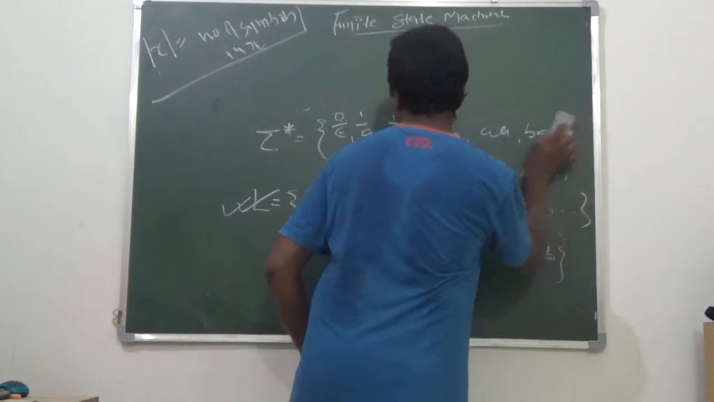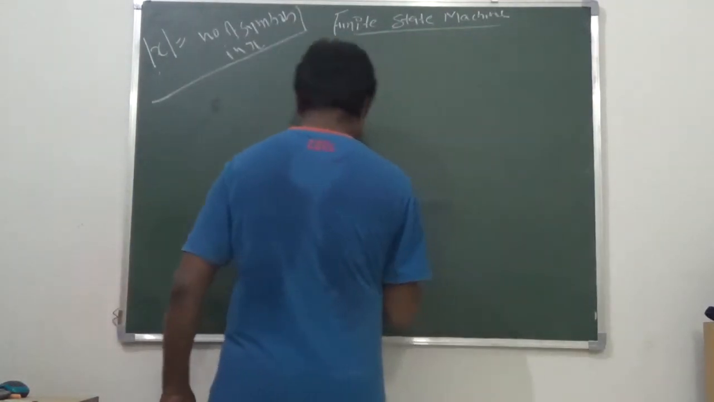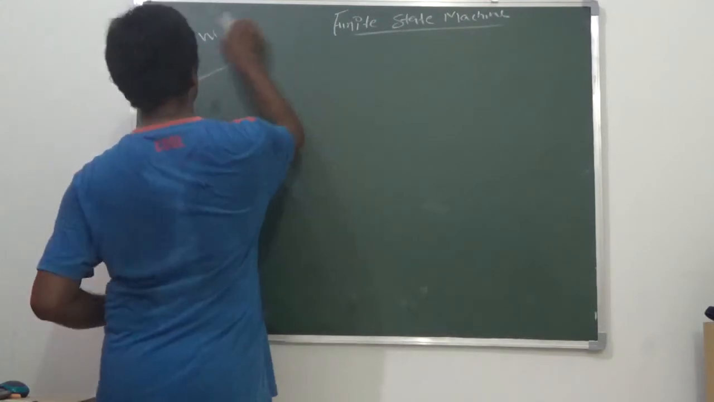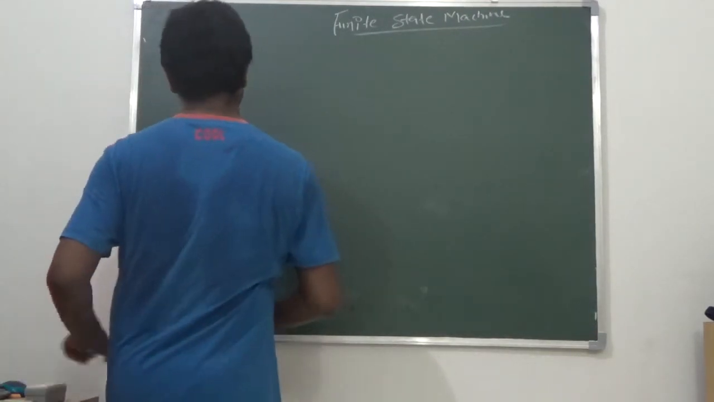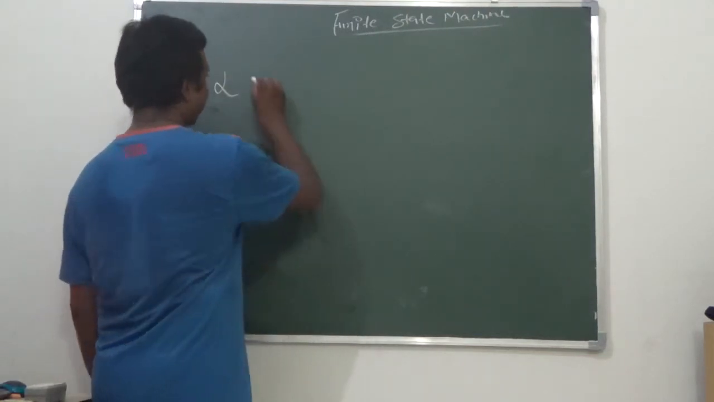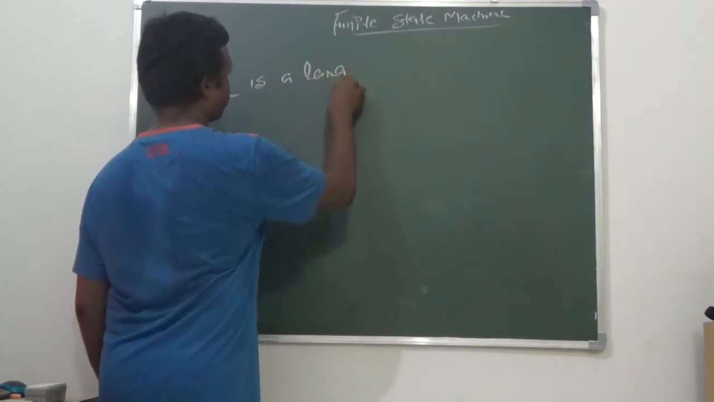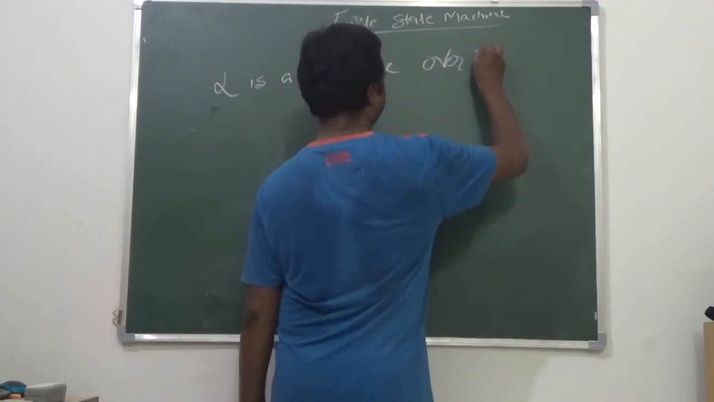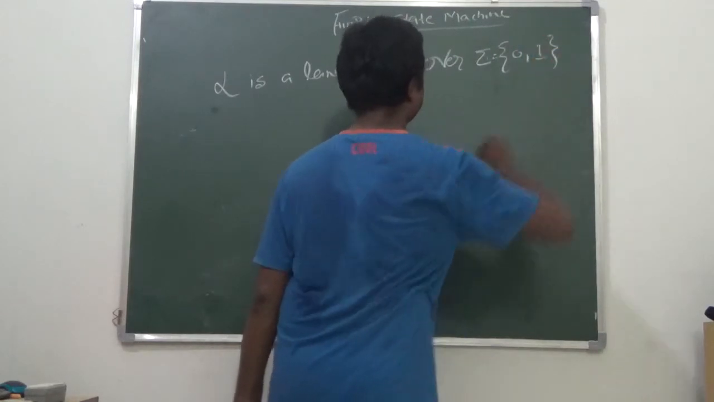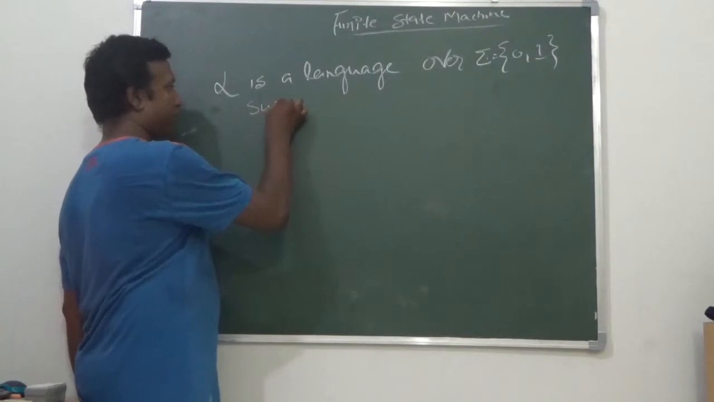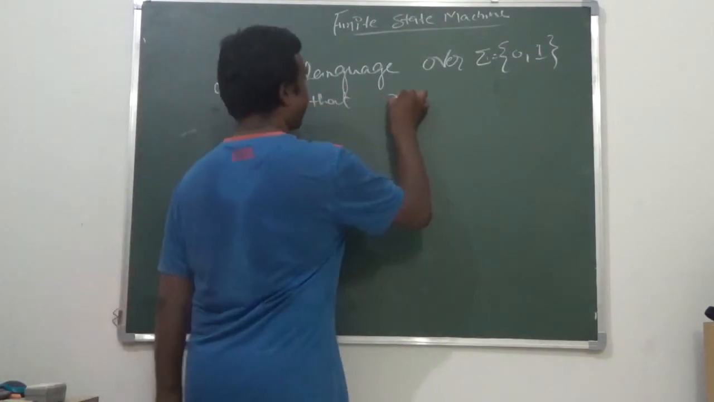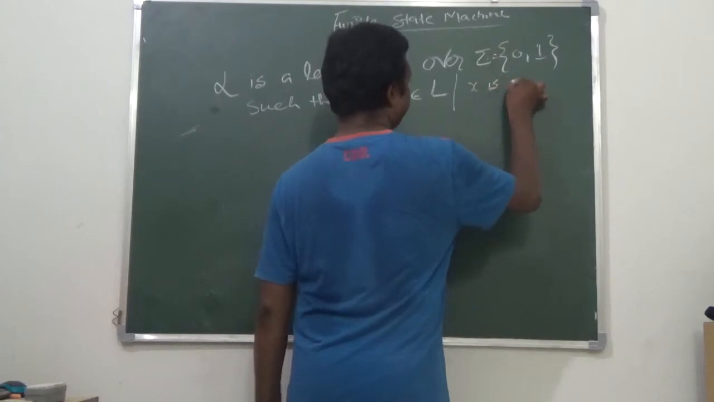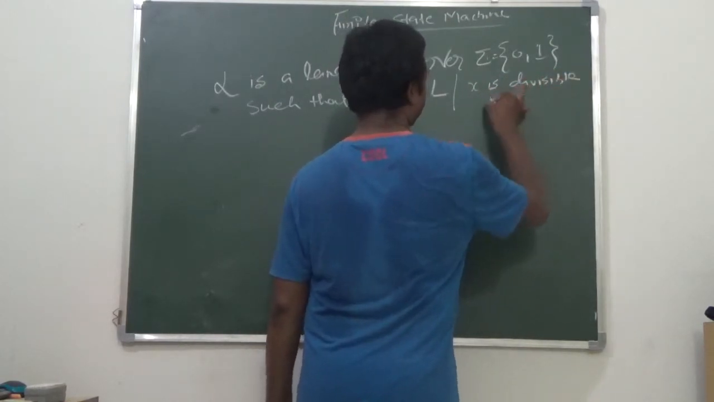See, another example of a language is: L is a language over sigma equal to {0, 1} such that x belonging to sigma star, then x is divisible by 2.